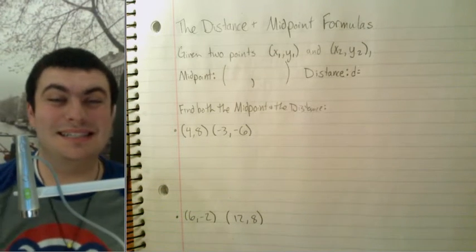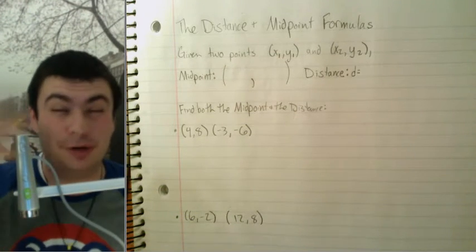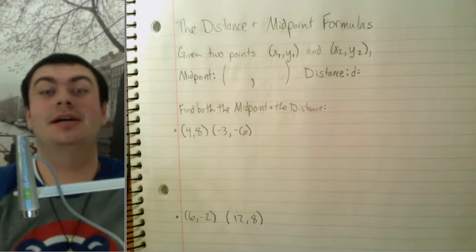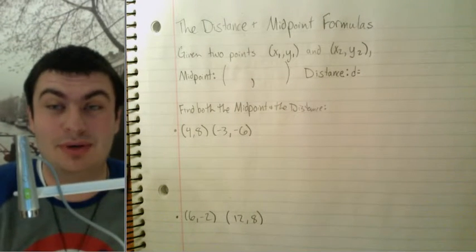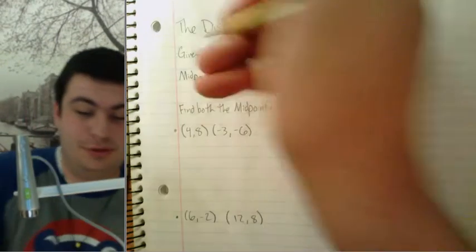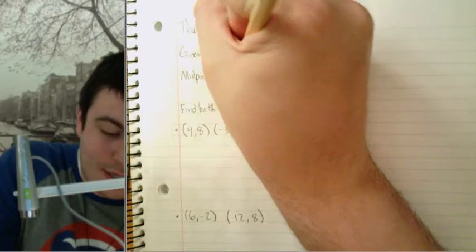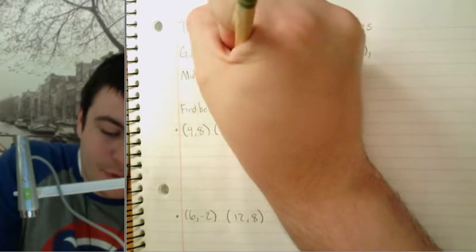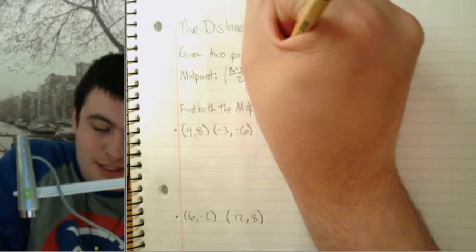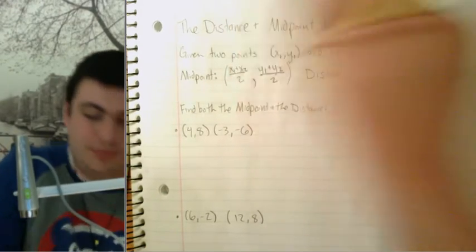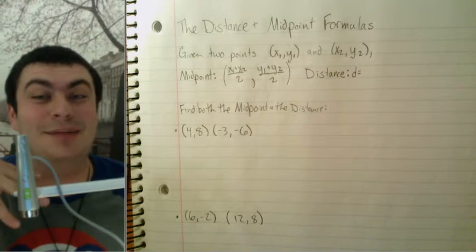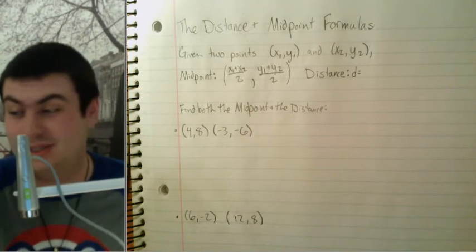So we're looking at the distance and midpoint formulas. Think back to ordered pairs. We're going to be using ordered pairs a lot to apply our radicals. So given 2 points, x1, y1, and x2, y2, the midpoint between those 2 points is going to be x1 plus x2 over 2, comma y1 plus y2 over 2. Evaluating our points into that formula is going to help us find the point exactly in between the two.